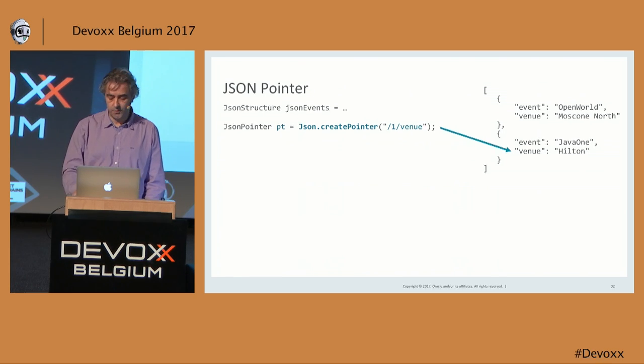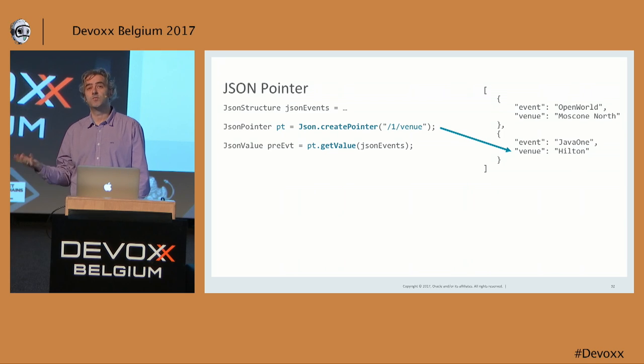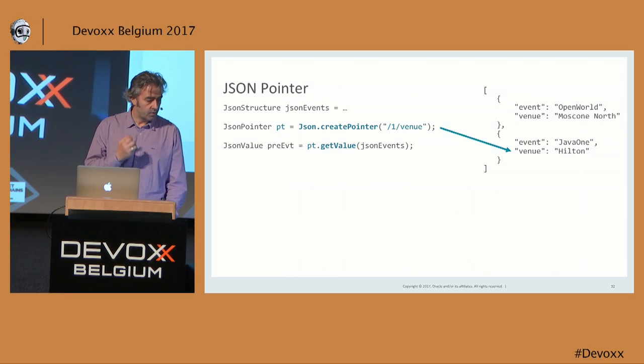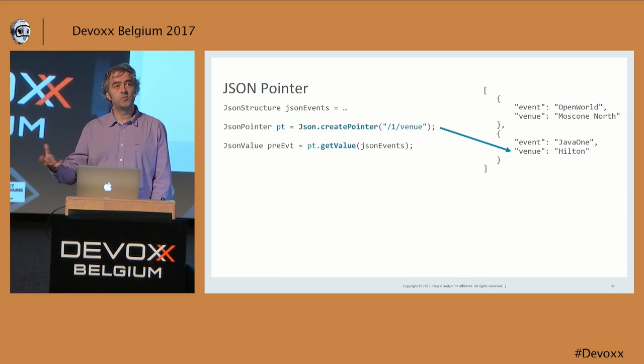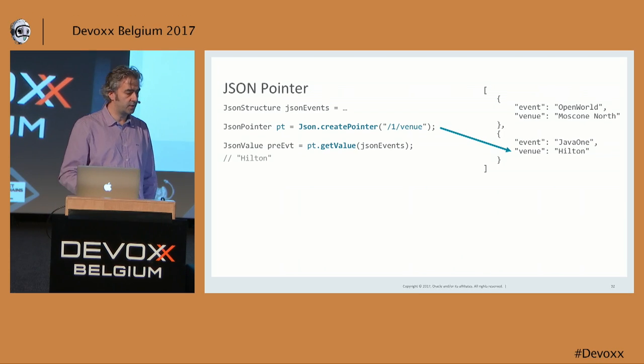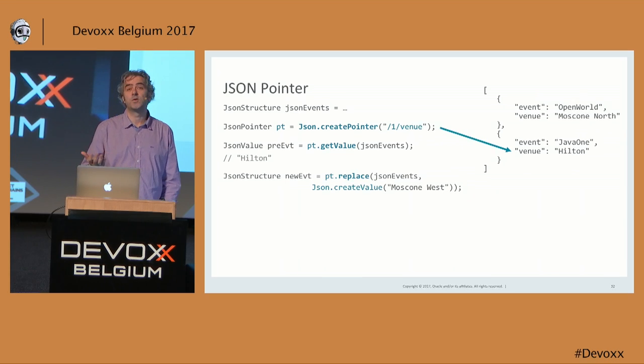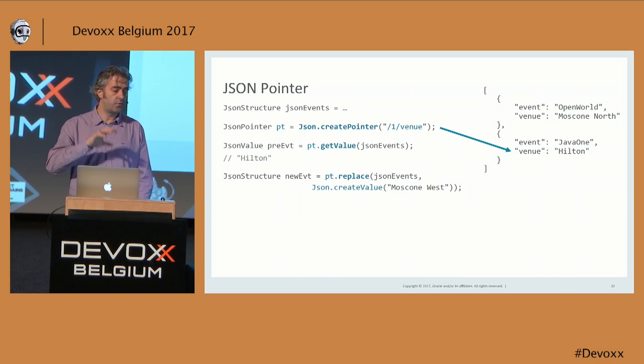So now that we have the pointer, we need to do something with it. We have a few methods that we can use. GetValue is one of them. On my pointer, I invoke getValue and pass it which JSON document I want to work on. Basically what I will get in return here would be Hilton. I also have the replace operation. Given it's a replace operation, we need to specify what the new value will be.